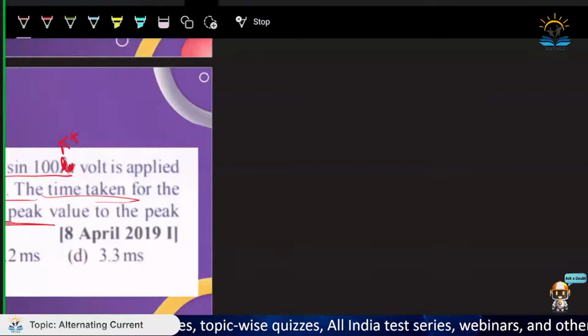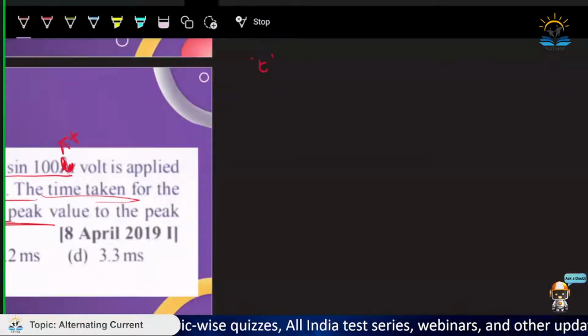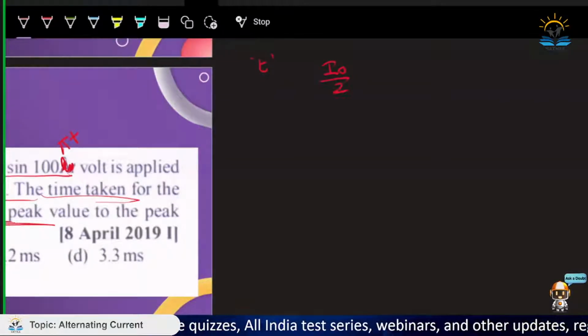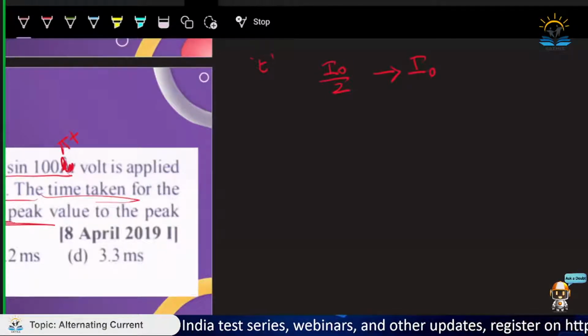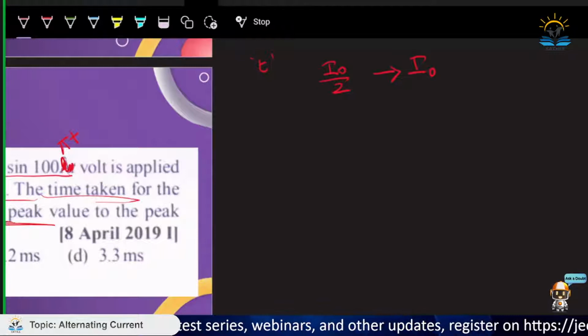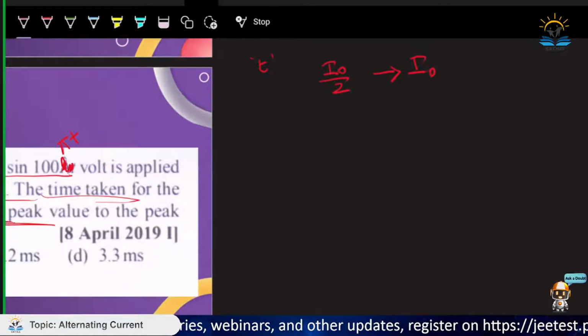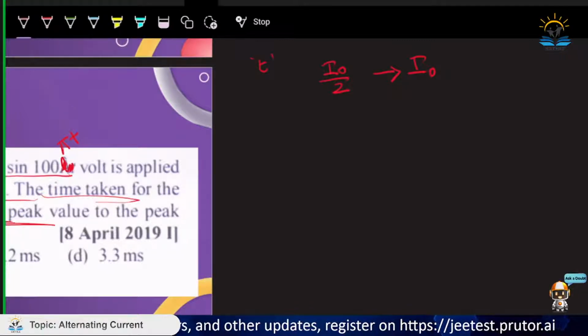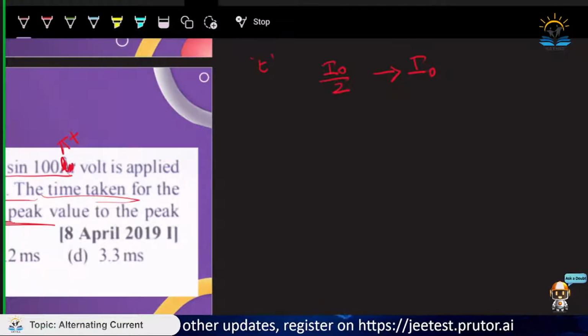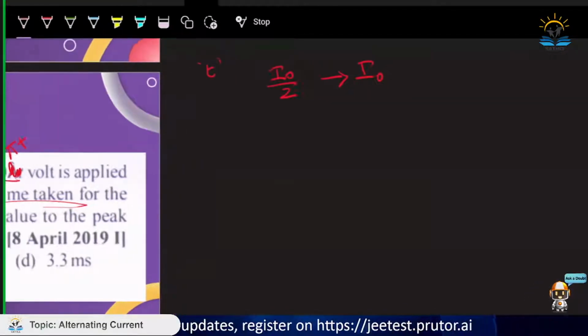Simply, we have to find out the time period, the time taken from I naught by 2 to I naught. I naught by 2 means 1 by 2. Sin theta will become 1 by 2 at pi by 6, right? Pi by 6.